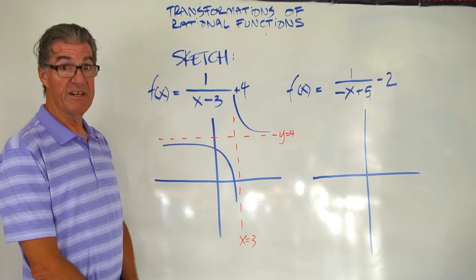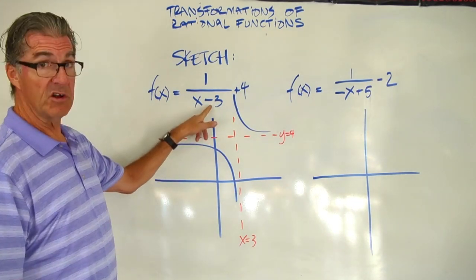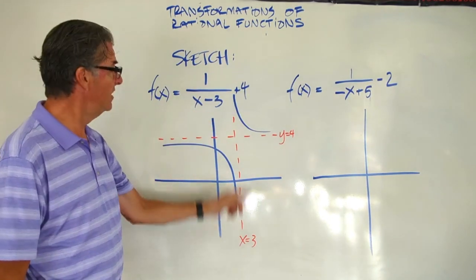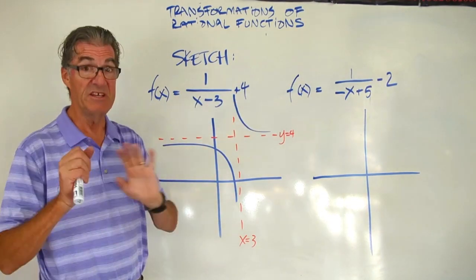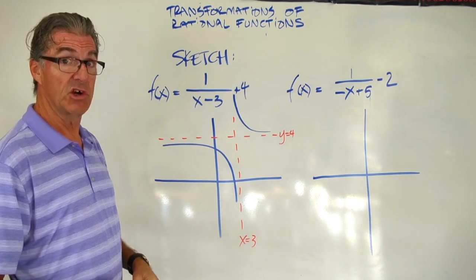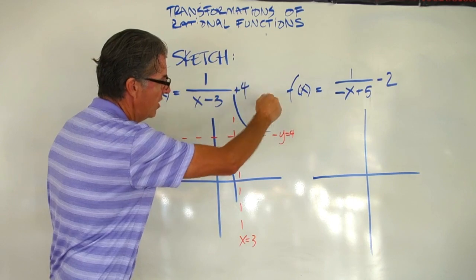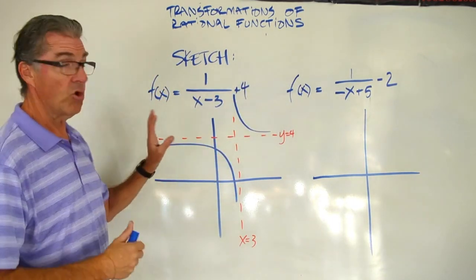All right, let's do these one at a time. So here's my first graph, pretty straightforward. My vertical asymptote is at x equals positive 3, so I sketched that first, and then my horizontal asymptote was plus 4, so I sketched that first. And this is the way to do these, is to sketch your asymptotes first, because then your curves kind of nestle right in there. So here's my quadrant 1 section of my curve, and here's my quadrant 3 section of my curve. So that's a quick and easy sketch.